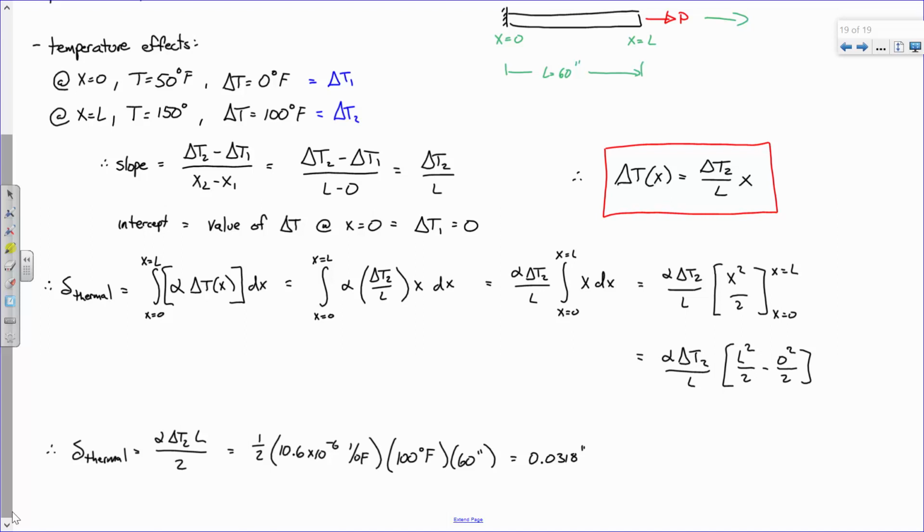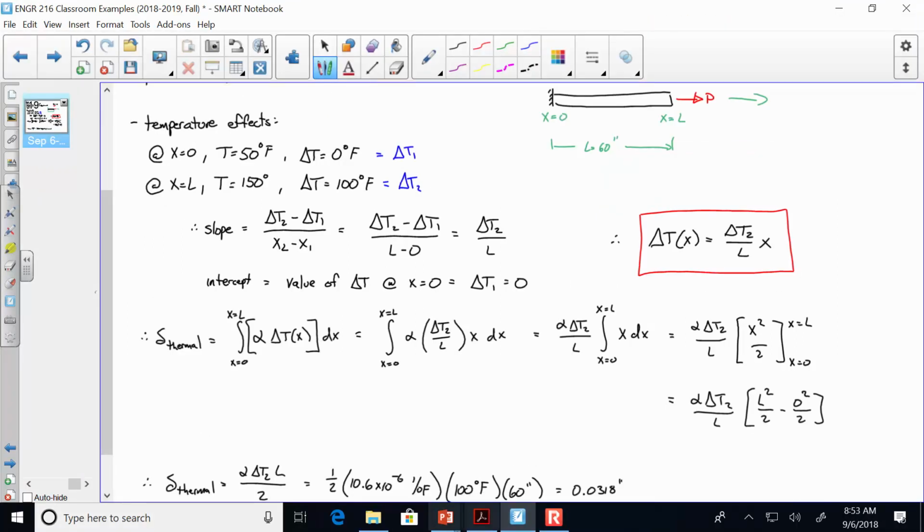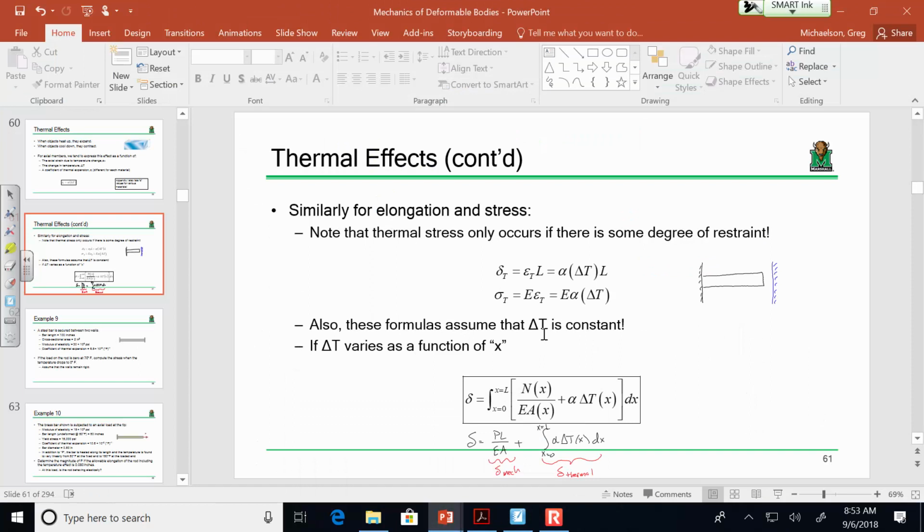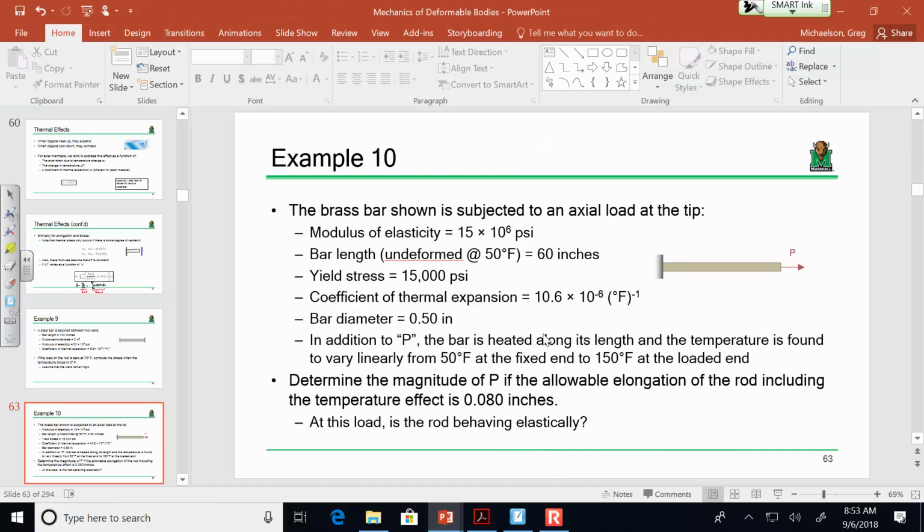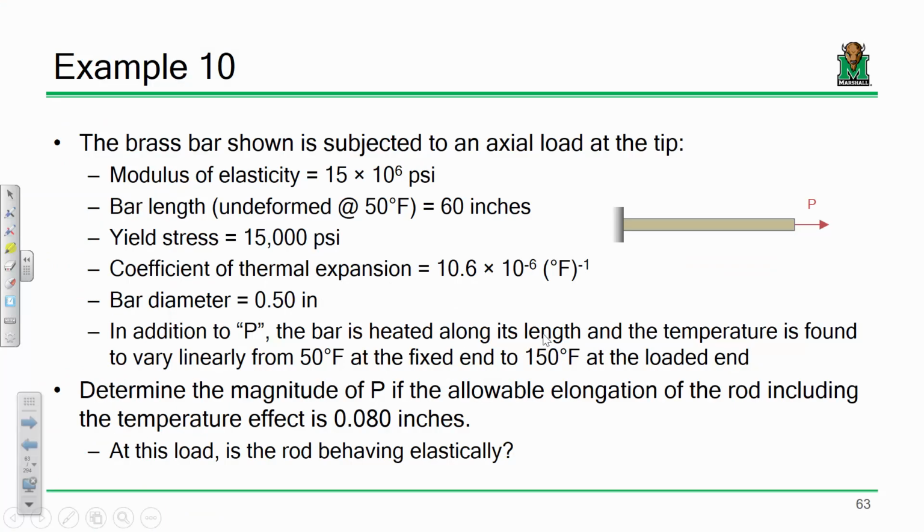Let's think about what we ought to do with that value. Let's go back to the problem. Here's the problem. I got a bar that's seeing 2 types of load, right? It's yanking on the end, and it's getting heated up. Now, what we just found is that temperature causes a deflection of what? Would you say 0.0318? Okay. Well, what's this say here?